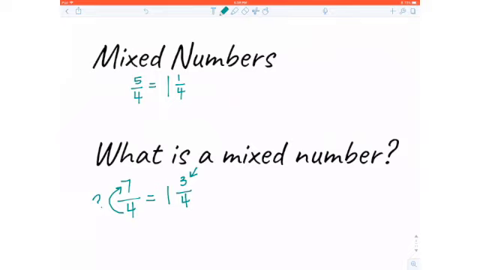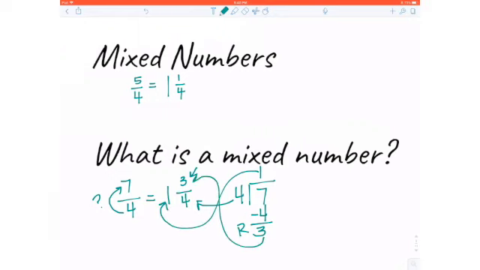Now, if that was a little difficult to understand, let me show it to you in a simpler way. This is like saying 4 goes into 7. 4 goes into 7 one time. 4 times 1 is 4. 7 minus 4 is 3. So, remainder 3. Here, this goes into the denominator. This becomes our whole number. And our remainder becomes our numerator. Okay? Now, I hope that makes sense.